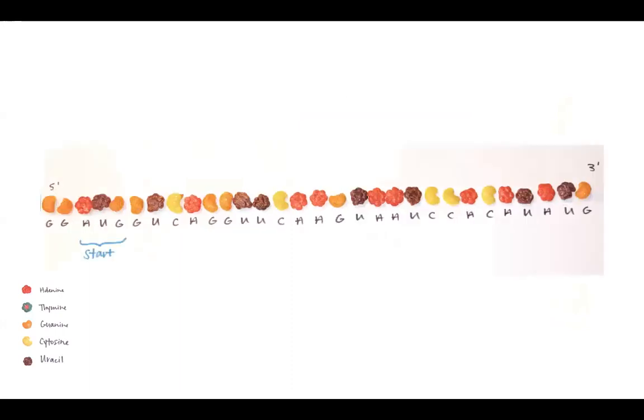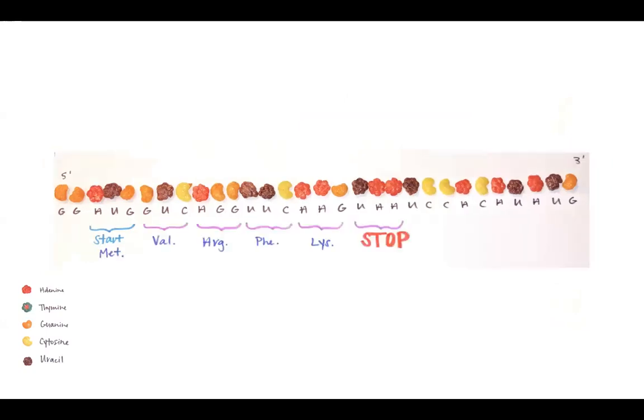So we can see AUG, our start codon right here, or methionine. And now we're just going to code everything in triplets to get our amino acids. And we get valine, arginine, phenylalanine, and lysine, and then our stop codon.